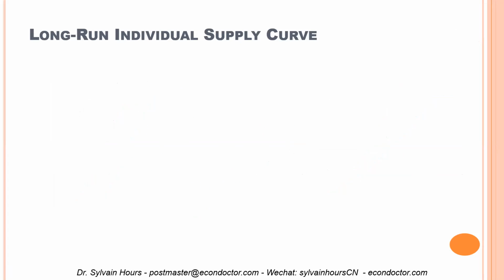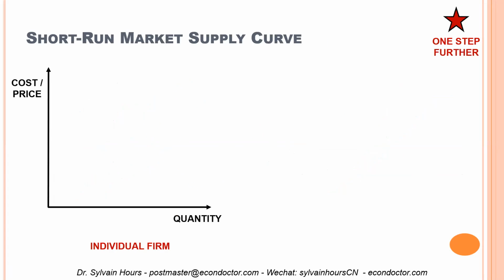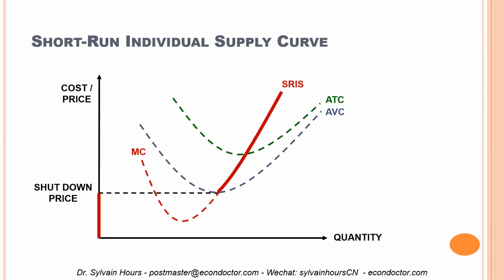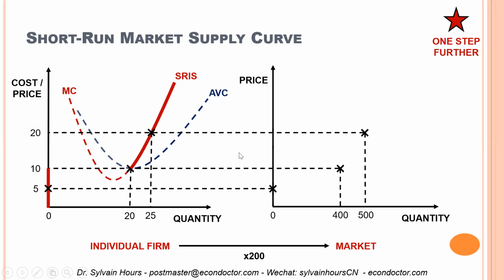Just to help you identify what is important, it is the short-run individual supply curve. Your students need to know how to identify it on a diagram and how to build this short-run individual supply curve. The short-run market supply curve is not so important, and the long-run individual and market supply curves are not very important either. You can skip them. Okay, and I think I'm done.